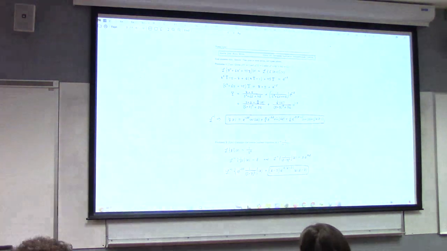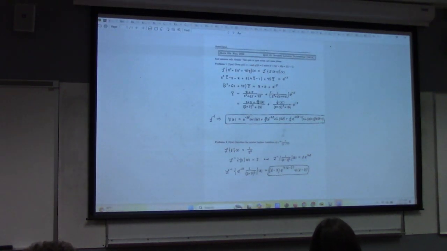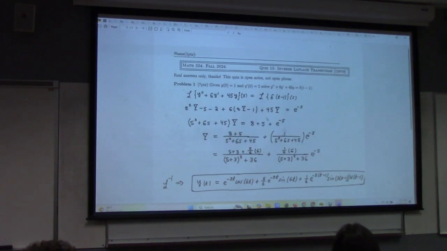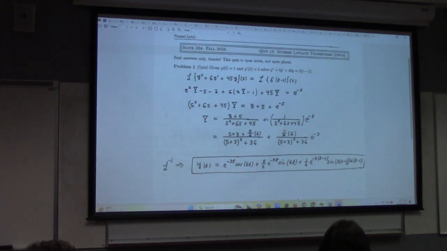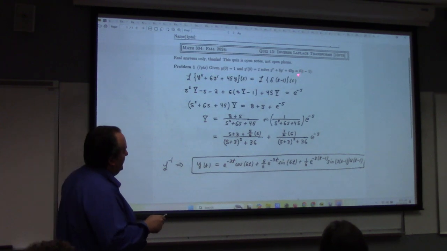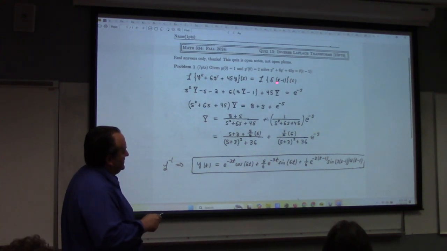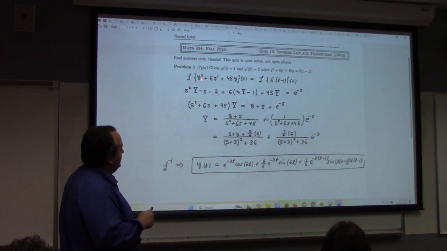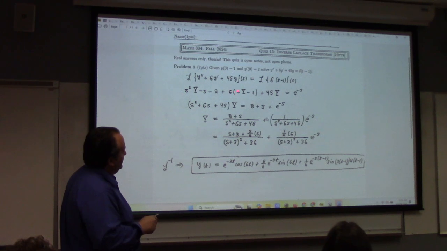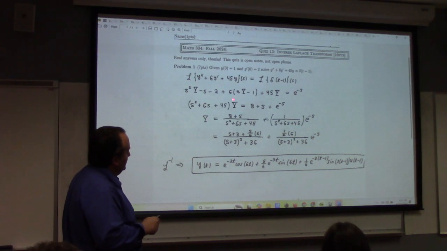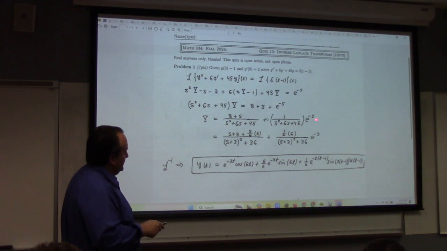All right, so first things first, let me show you the solution to the quiz. Here it is. So, the Laplace transform of the Dirac delta function is e to the minus s, because I got this minus 1 here, right? This thing Laplace transforms to s squared minus s, because I've got the 1 here, minus 2, because I've got the 2 here, 6 times s times big Y, minus the 1, because the initial condition's 1, and then plus your 45Y. And then solve for big Y, you get this.